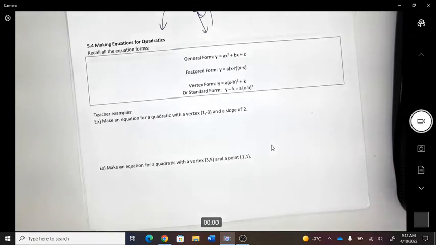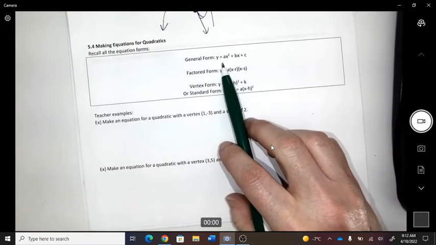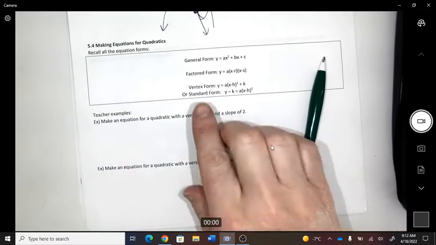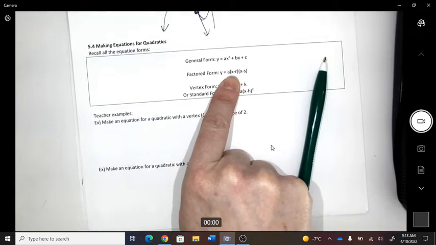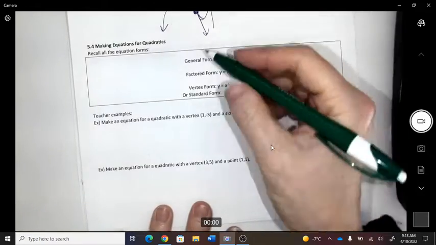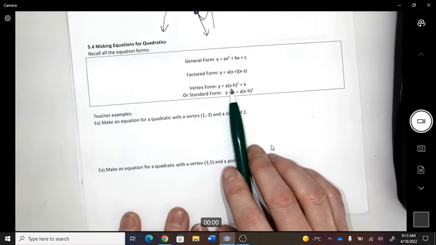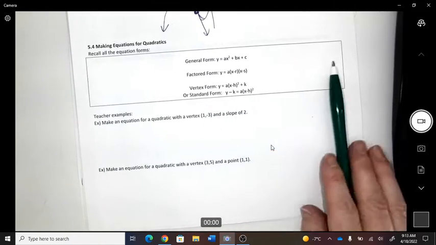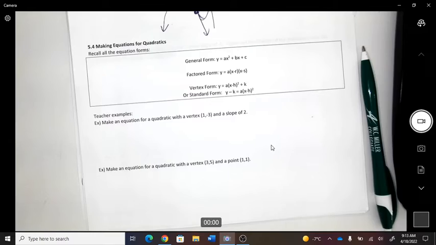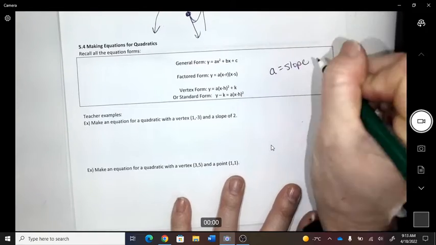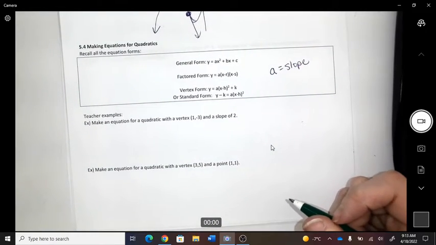Okay, so we've been learning quadratic equations, and sometimes they look like this. This would be called general. This is factored form. When we have our x-intercepts, it's because we factored it, right? And the vertex form or the standard form. So we've actually been doing this, you just don't really know all the components yet. And A is our slope, always our slope.